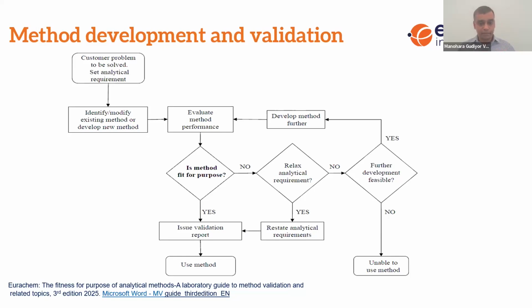If the method is fit for the purpose, then go and issue the validation report. If it isn't, then you need to relax some of the analytical parameters. For example, if you're working with 90% accuracy as opposed to 95% accuracy, then you control your accuracy at 90%. But all this needs to be reported in the method validation report, so that someone using this method understands what the method is and what parameters they're working with. This is a simple flow diagram of how to develop an analytical method. Next slide, please.